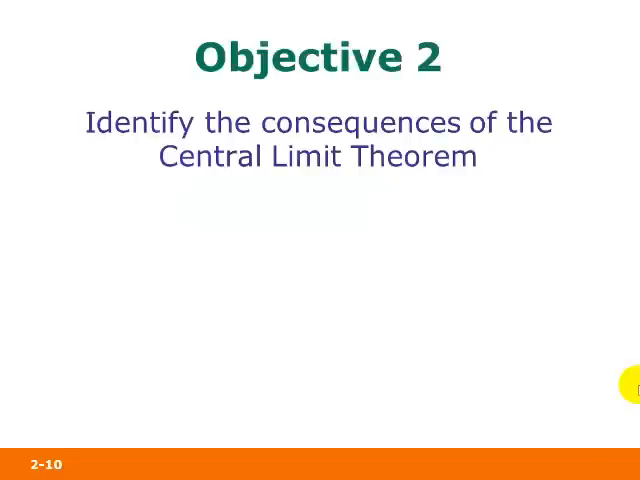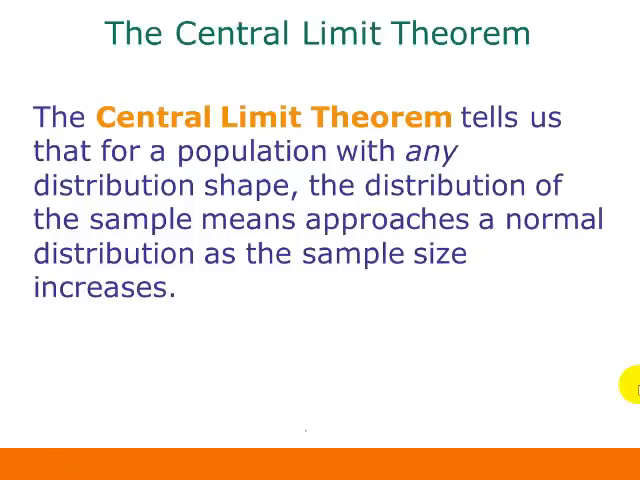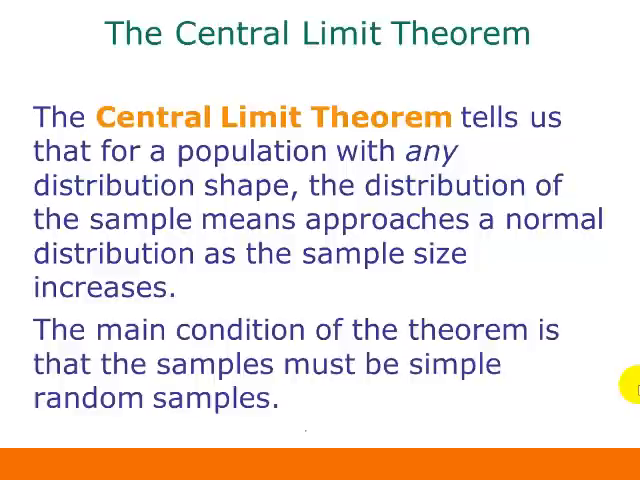Objective 2 is to identify the consequences of the central limit theorem. So the central limit theorem tells us that for a population with any distribution shape, the distribution of the sample means approaches a normal distribution as the sample size increases. The main condition of this theorem is that the samples have to be simple random samples.